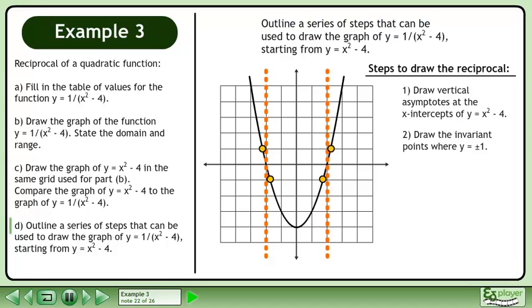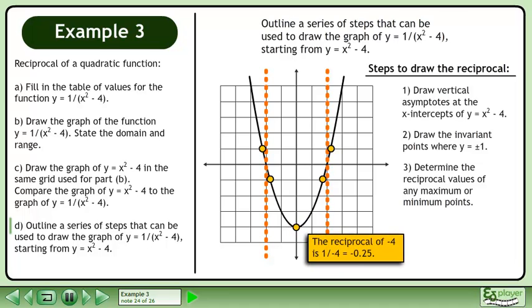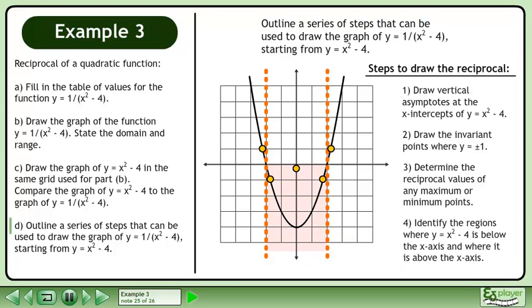Next, draw the invariant points where y equals positive or negative 1. Next, determine the reciprocal values of any maximum or minimum points. The reciprocal of -4 is -0.25. Identify the regions where y equals x squared minus 4 is below the x-axis and where it is above the x-axis. Finally, draw the graph and erase the intermediate steps.